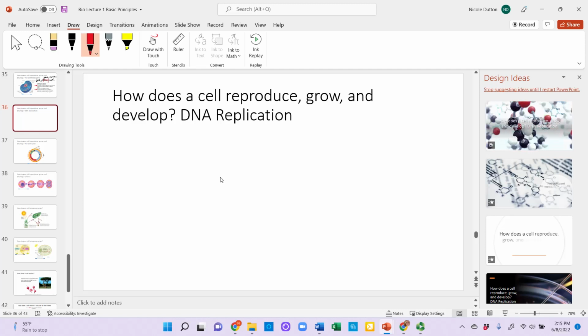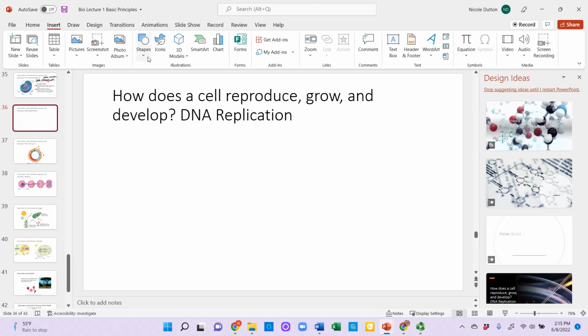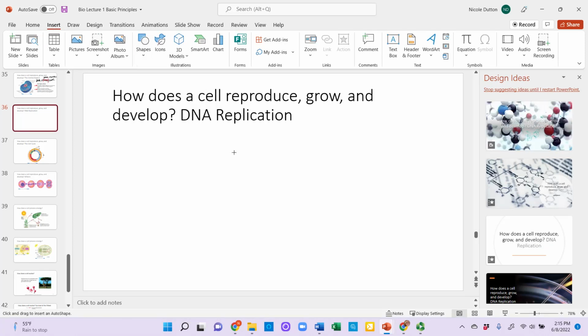But how does a cell make a copy of itself? The very first step of making a copy of itself is it has to grow bigger, and then the genetic material has to be replicated. If we don't make a copy of the genetic material, then we're not going to have identical cells when they split in half. So you start with a cell. Let's insert a shape.